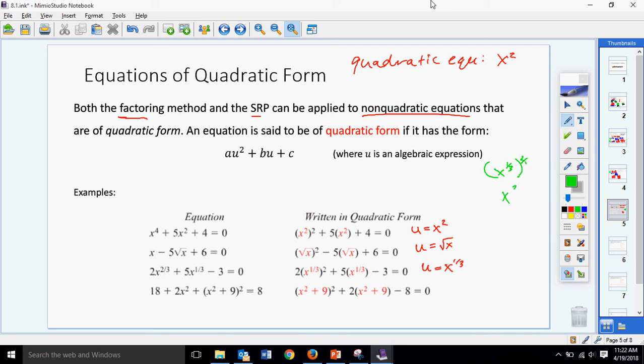So I'm multiplying 1/3 times 2 over 1. When I multiply fractions, I multiply the top numbers. So 2 times 1 is 2, and 3 times 1 is 3. So x to the 1/3 squared is x to the 2/3, and that's what I would get here. So my A is 2, my B is 5, my C is -3, and my U value is x to the 1/3.